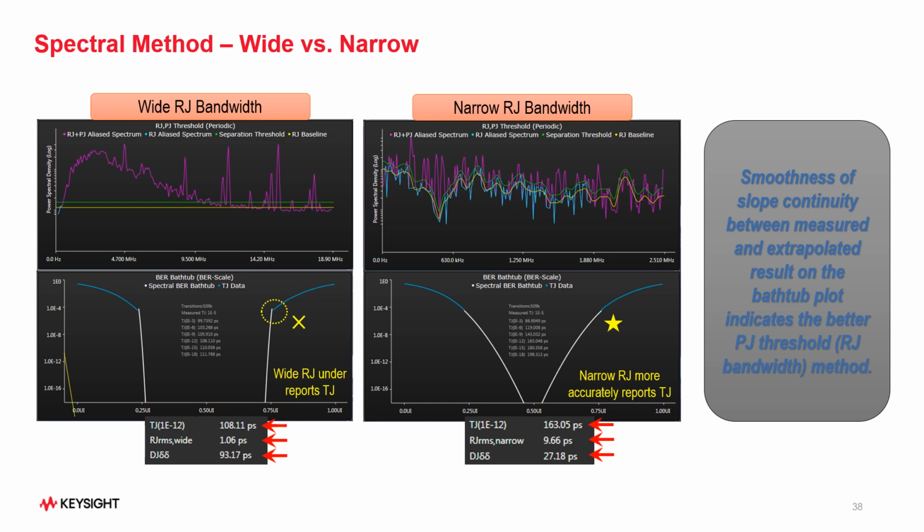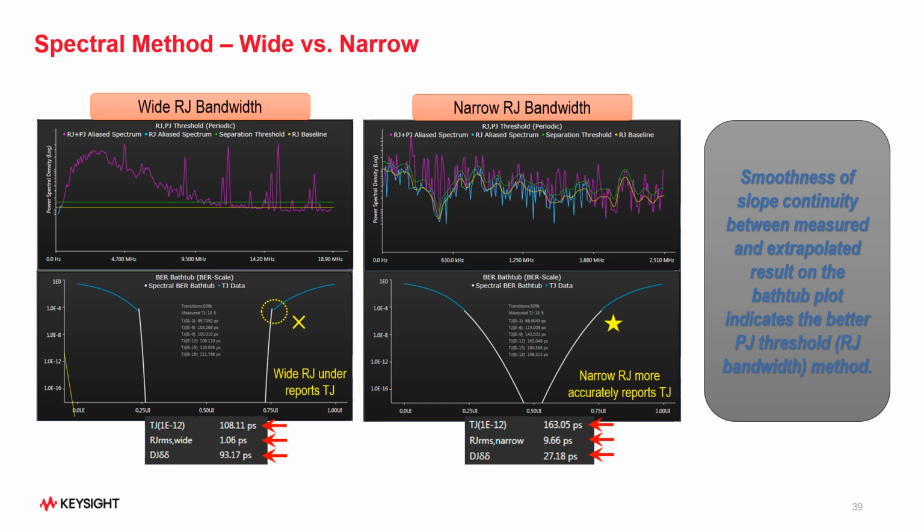The above-top curve basically extrapolates the measured data to what the TJ should be. So the blue color is what we have actually acquired from the waveform, and the white color curve is what we extrapolate to. On the left side, on the wide RJ bandwidth configuration, one can see that there is a kink in the extrapolation. So it's not smooth, and there is a big discontinuity, and that tells us that something is not right.